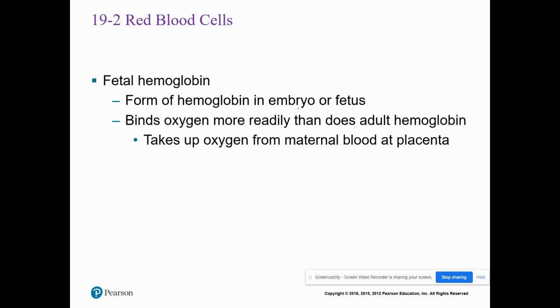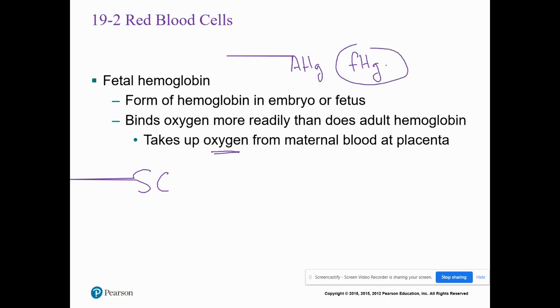All right, so hemoglobin in embryos or a fetus actually has an affinity to bind oxygen better than adult hemoglobin does. So one of the treatments for sickle cell anemia that they've come up with is a gene therapy to replace the adult hemoglobin gene. We'll just call it adult HG. They'll replace it with a fetal hemoglobin gene. And this has actually been successful in at least one trial.